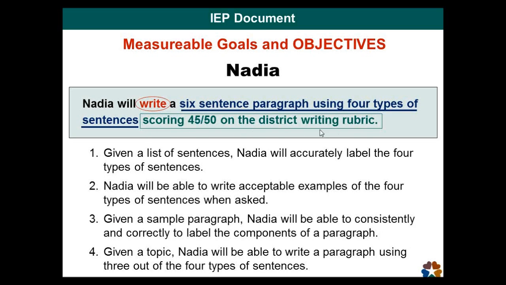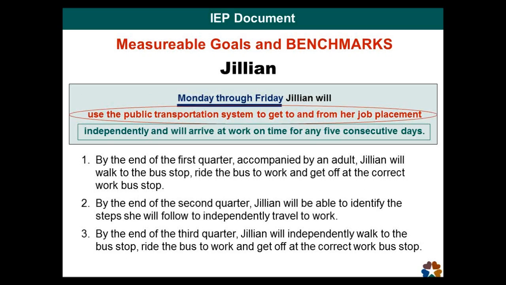And then here, we're going to know that she's achieved that goal when she has scored 45 out of 50 on the district writing rubric. So that's one example. So let's come over here, and this is a transportation goal. So in this one, we're talking about Jillian. And Monday through Friday, Jillian will use the public transportation system to get to and from her job placement independently. And she will arrive at work on time for any 5 consecutive days.